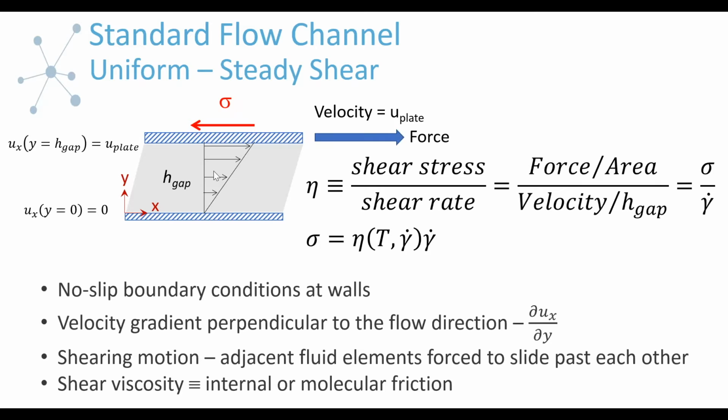So what happens with this type of motion is that adjacent fluid elements are basically being forced to slide past each other. This is why oftentimes shear viscosity is thought of as being indicative of an internal or molecular friction, because you're basically forcing things to slide past each other. So you can imagine why different materials have different viscosities.